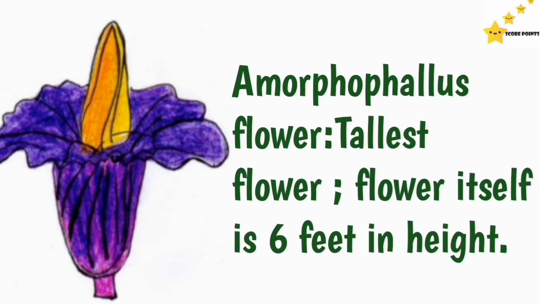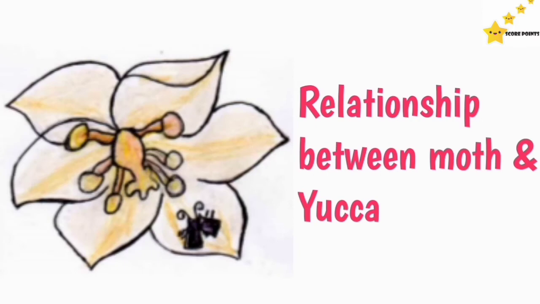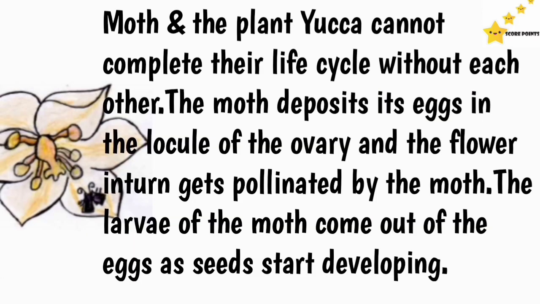Tallest flower, Amorphophallus. The flower itself is 6 feet in height. Relationship between species of moth and the plant yucca, where both species, moth and the plant, cannot complete their life cycle without each other. That is, there exists a mutual relationship between the two species. The moth deposits its egg in the locule of the ovary and the flower in turn gets pollinated by the moth. The larvae of the moth come out of the egg as the seeds are developing.